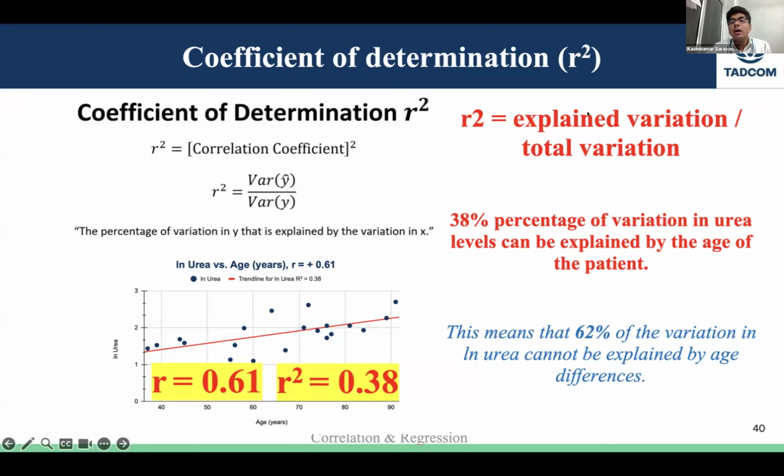This simply means explained variation divided by total variation. In other words, 38% of the variation in the urea levels can be explained by the age of the patient. It means the urea level is changing from age to age, but only 38% is being explained by the age. The remaining 62% is not explained by the age itself. It may be due to other factors, or it can be due to random error that we don't know, but it is not explained by the age. That is the only inference out of this figure, that is R square value.